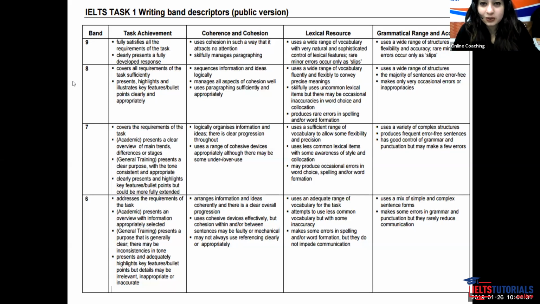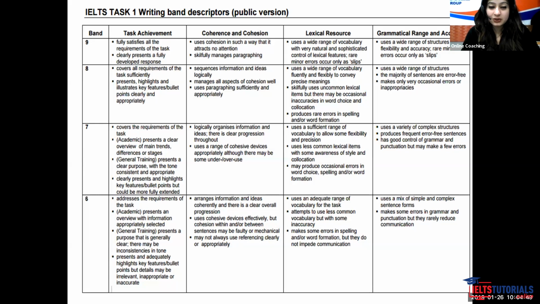Second thing, you make use of linking devices. This is majorly done in task 2, but even in task 1. From one sentence to another, it should not look abrupt. Your sentence cannot end abruptly and start abruptly. There has to be some sort of link to it. So that's coherence and cohesion.